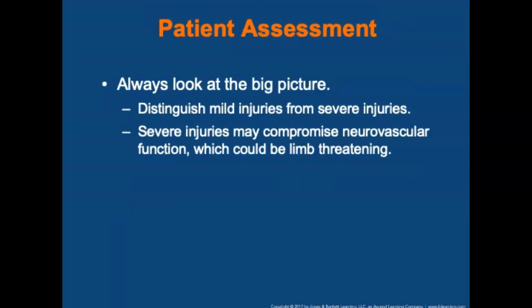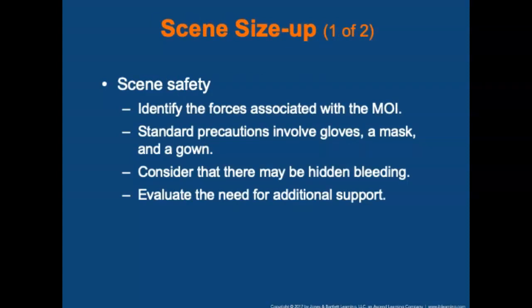Okay, so next we're going to talk about the patient assessment. With the patient assessment, we want to always look at the big picture. When we're evaluating the overall complexity of the situation, we want to determine and treat, of course, any life threats. We must be able to distinguish mild injuries from severe injuries, because some severe injuries may compromise neurovascular function, which could threaten long-term function.